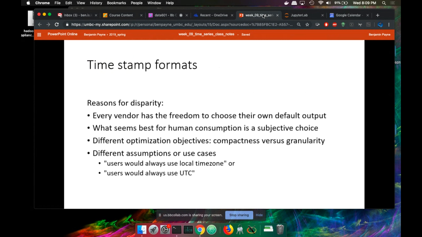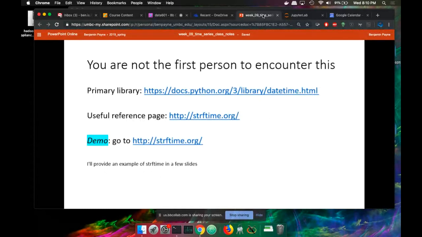There's the list of reasons that I came up with, right? Everybody can choose their own default, and then it's all subjective choice. There's a bunch of different reasons, like space efficiency might be another thing, or being very verbose and clear and explicit. That's another motive, right? And as we said before, there's what's considered local versus we can use universal coordinated time. They're all choices, right? So luckily, we are not the first person to encounter this problem, right?